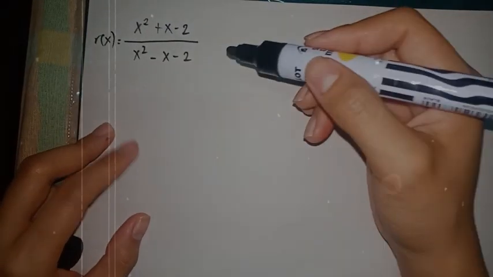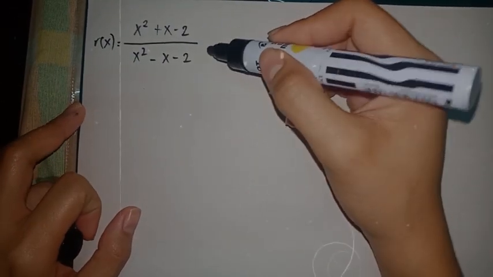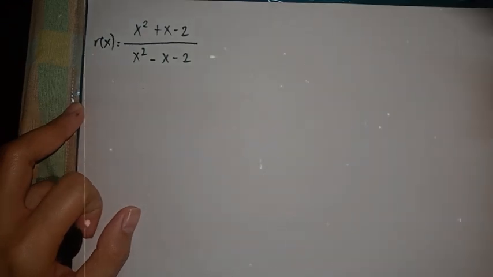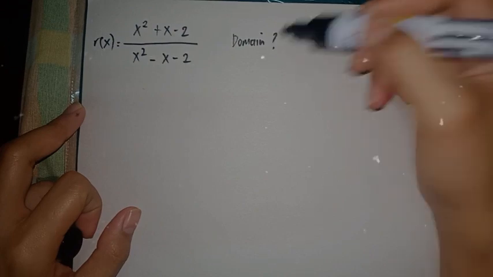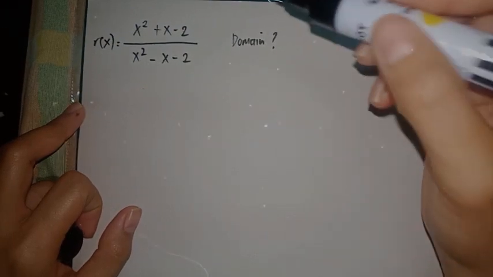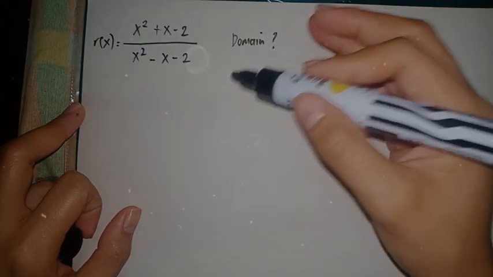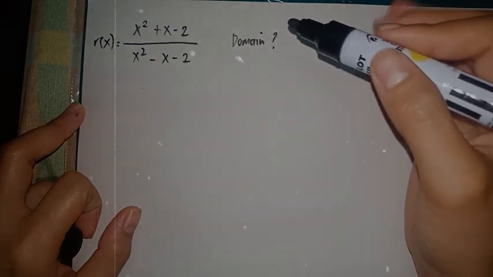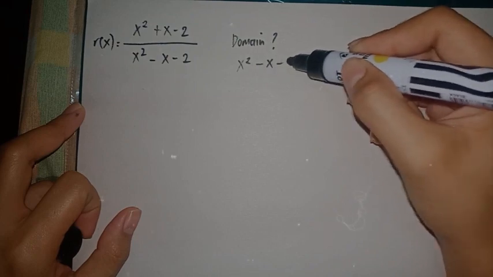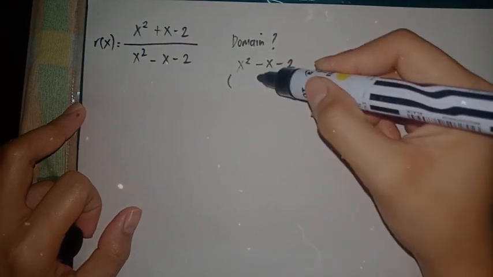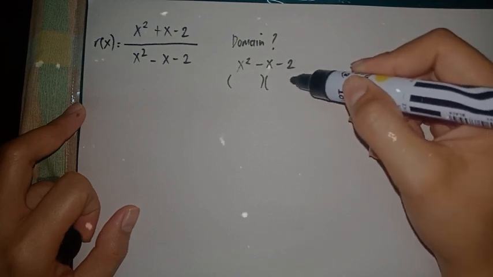Let's have another example. We have the rational function (x squared plus x minus 2) all over (x squared minus x minus 2). Let's identify first the values of domain, or the values of x. Again, in identifying the domain, we have to determine first what are the extraneous roots, and extraneous roots can be found in our denominator. So we have x squared minus x minus 2. Factor this one out. So the factors of negative 2 are 2 and 1.